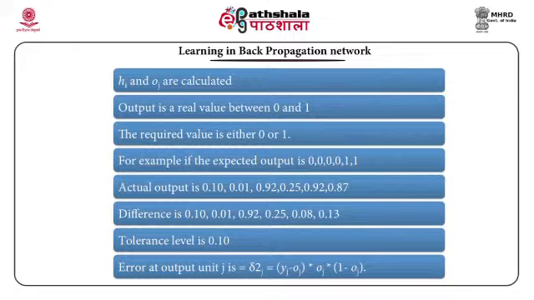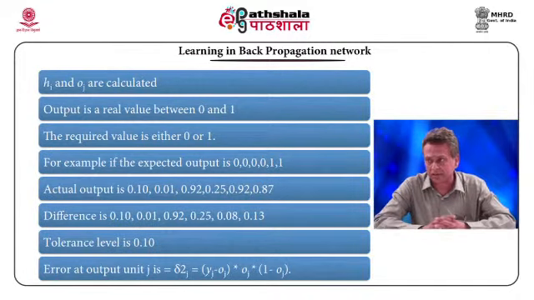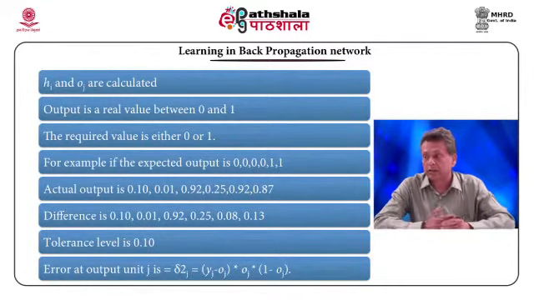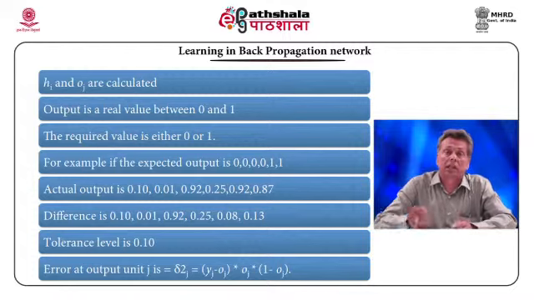Learning in a backpropagation network: we have already seen how the Hi and Oj are calculated, using 1 upon 1 plus e raised to minus the sum, where the xi's and wi's are multiplied. That is the first thing that we have already seen, and we know that the output is a real value between 0 and 1. The required value is either 0 or 1.